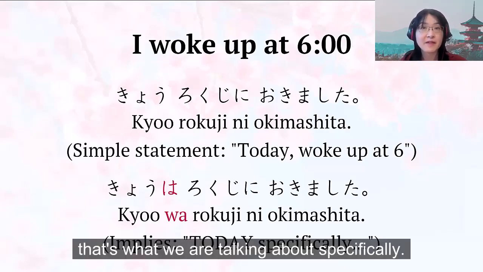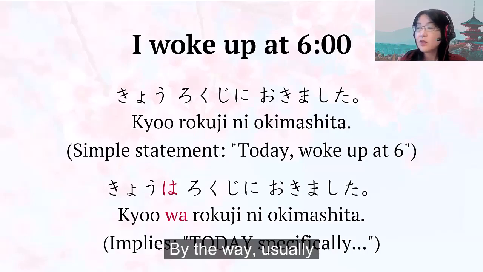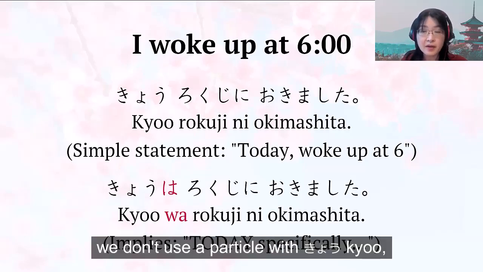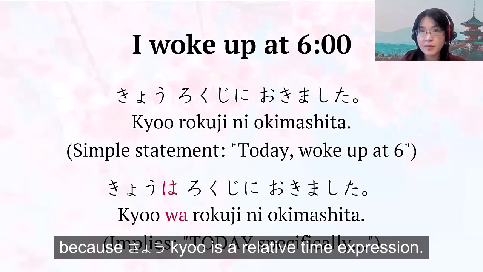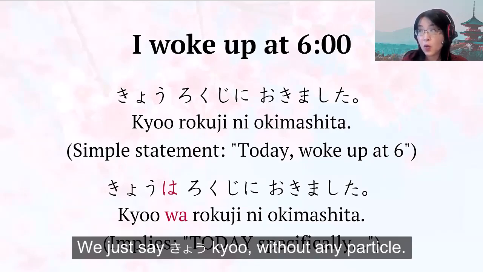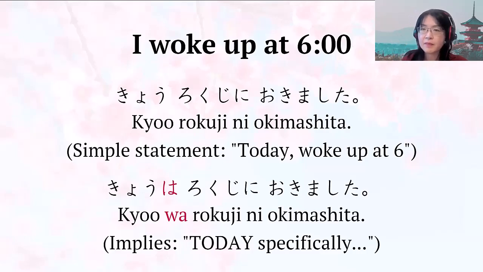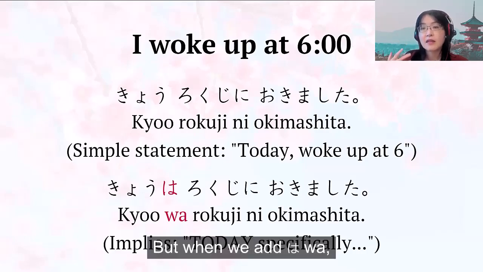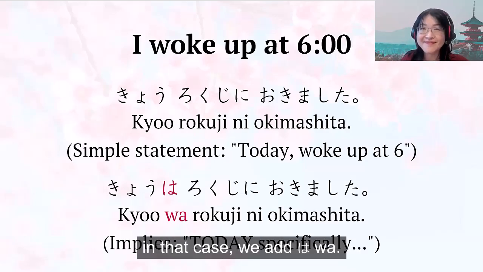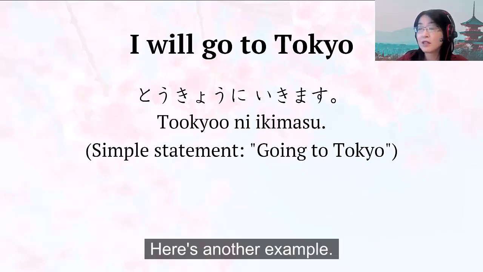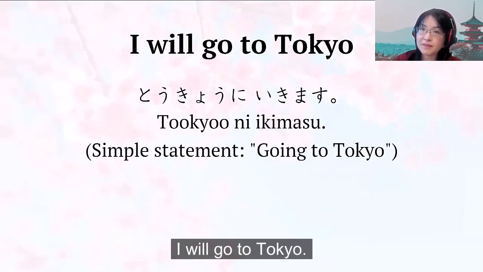are talking about specifically. By the way, usually we don't use a particle with 今日, okay, because 今日 is a relative time expression. So we just say 今日 without any particle, 6時に起きました. But when we add wa to emphasize today's uniqueness, in that case, we add wa. Okay? Here's another example. I will go to Tokyo.